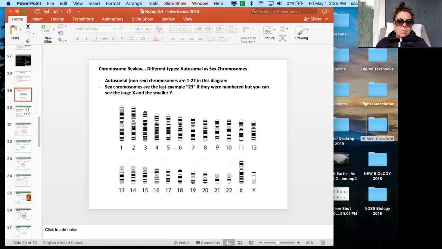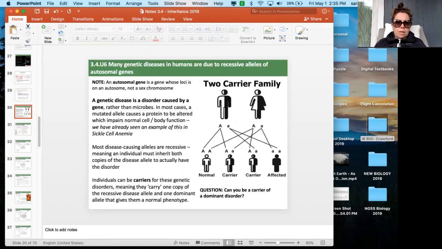Okay, so autosomal chromosomes. If I say a gene or a disorder is found on autosomal chromosome number 5, that means it's found on a non-sex chromosome, somewhere on this chromosome right here, chromosome number 5. So when we say an autosomal gene, if it has a loci on an autosome, that means, like I just said, it is not on a sex chromosome. It's on chromosomes 1 through 22.